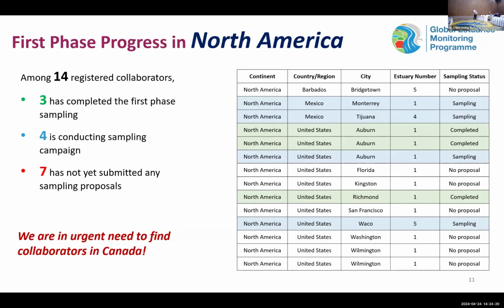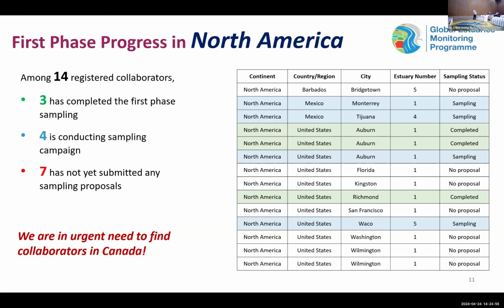And the next continent is North America. For North America, we have a total of 14 registered collaborators now, and 3 of them have completed the first phase sampling, all from the United States. 4 collaborators are conducting the sampling campaign, 2 from Mexico and 2 from the United States. The other 7 have not yet submitted any sampling proposals.